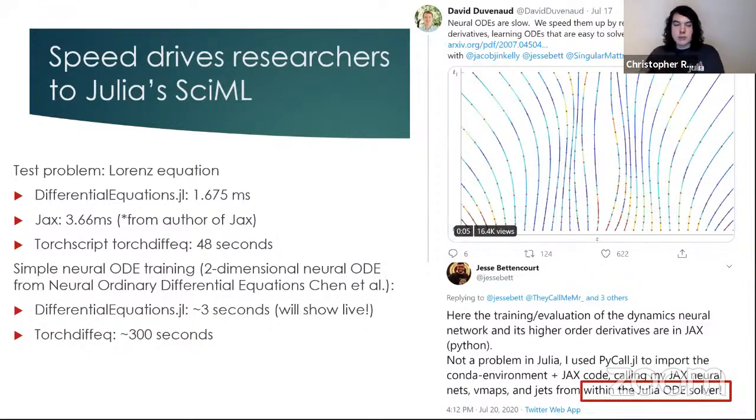For very large equations, we have things that will utilize MPI and are working at climate model scale. For example, with simple neural ODE training, we'll show live how you can train the neural ODE from the original neural ODE paper in about 3 seconds, whereas for the original tools, this was about 300 seconds. So we find that a lot of researchers are being drawn to the Julia SciML ecosystem because of the speed you can have in these different scenarios and a lot of the flexibility.